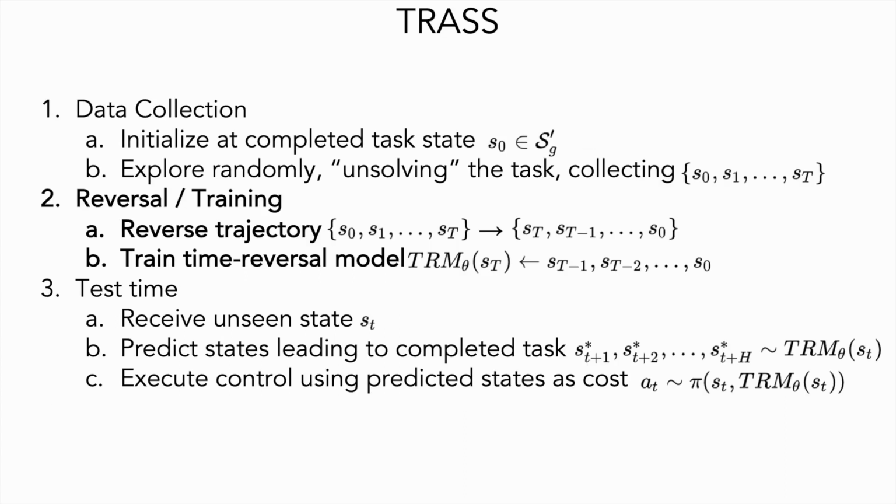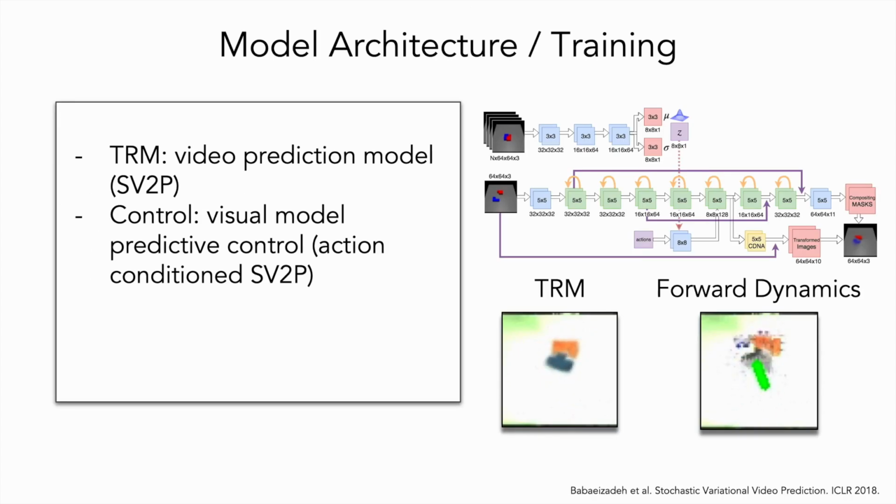We now go over TRASS reversal and training. Since we are in the visual domain, both the time reversal model and forward dynamics models are video prediction models. Specifically, we use SV2P, a stochastic video prediction framework shown on the upper right.